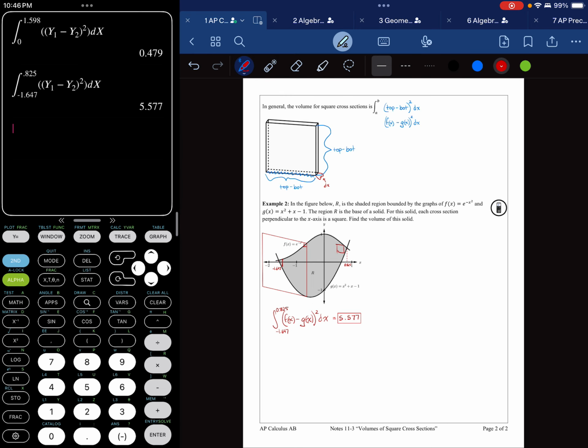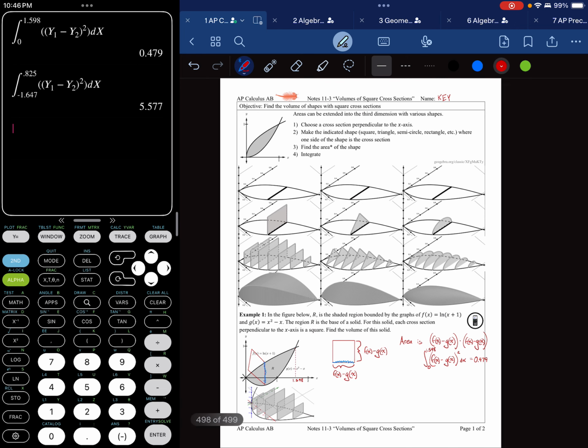Excellent. All right, well, that concludes AP Calculus AB's notes for 11-3, volumes of square cross sections.